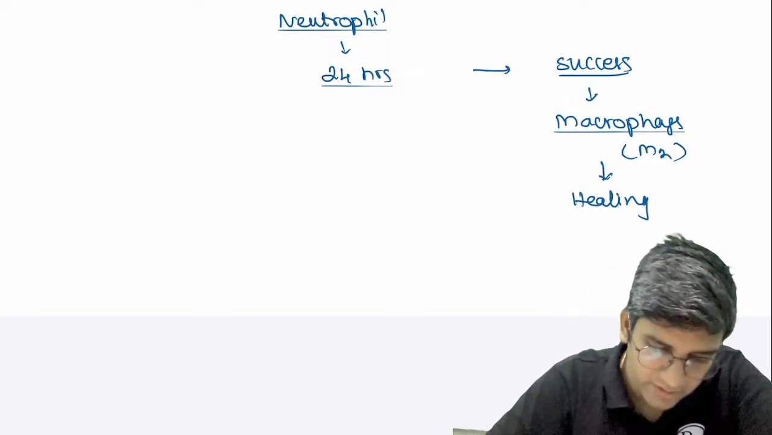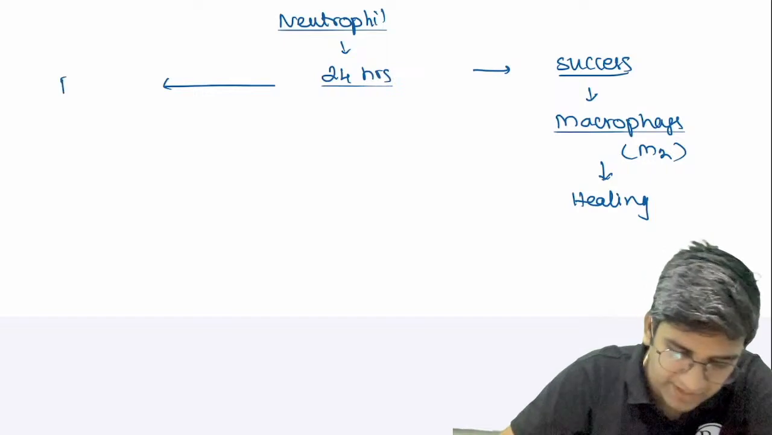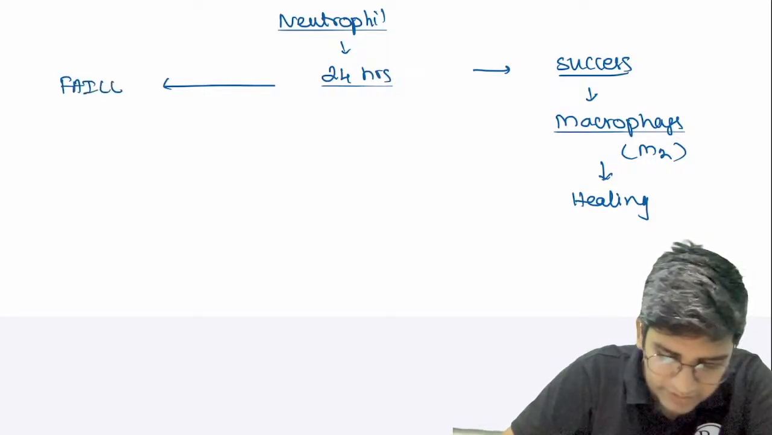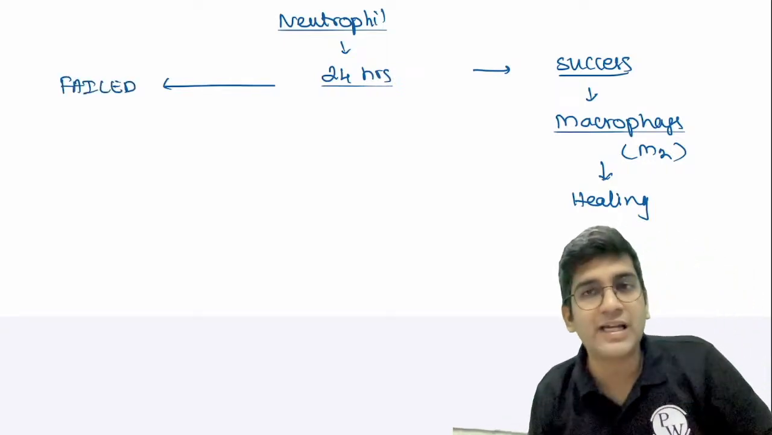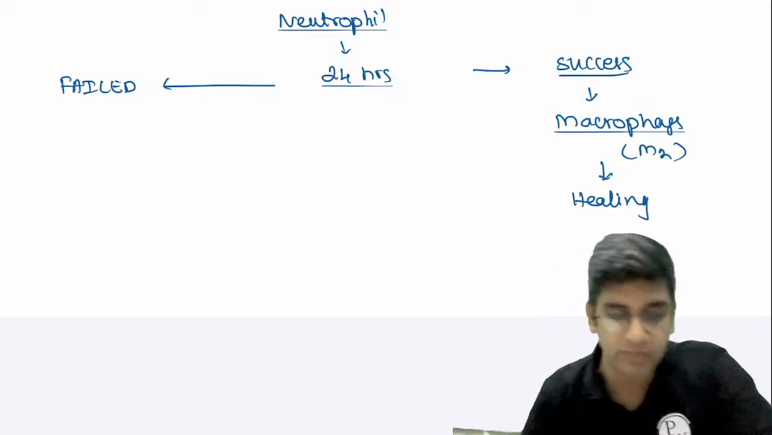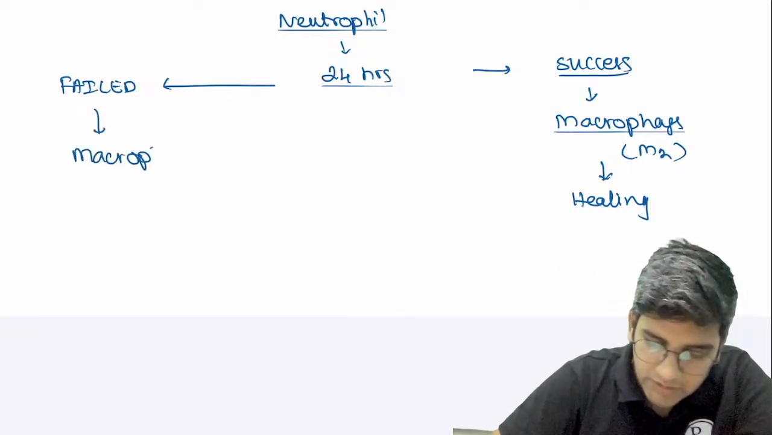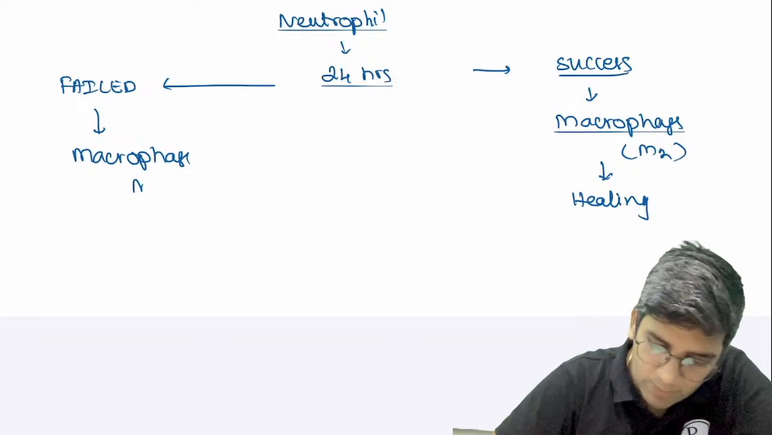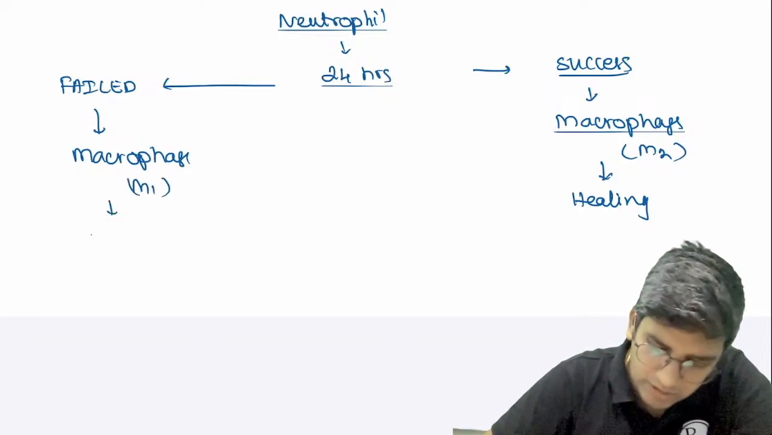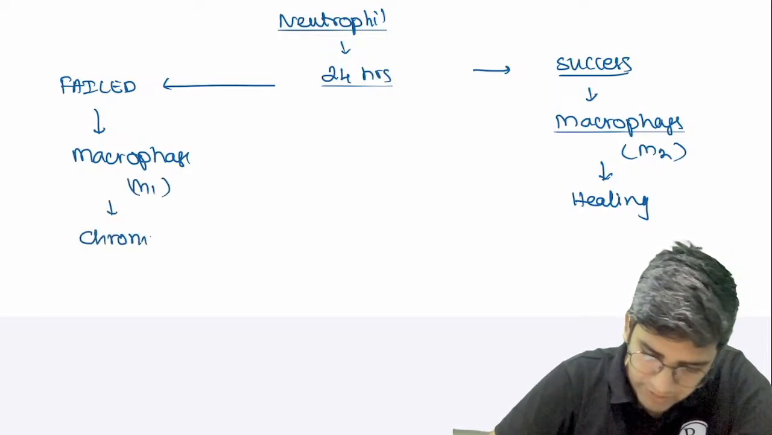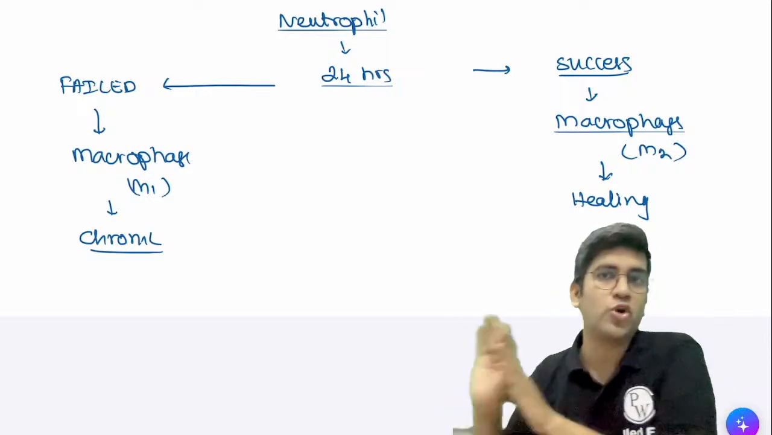If I'm not able to clear the bacteria in 24 hours, I have failed, and I should have an outcome. That time, it will attract a macrophage which we call an M1 macrophage, and this will convert them into chronic inflammation. Slowly, it will push them to chronic inflammation, right?